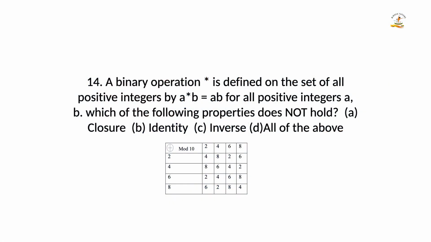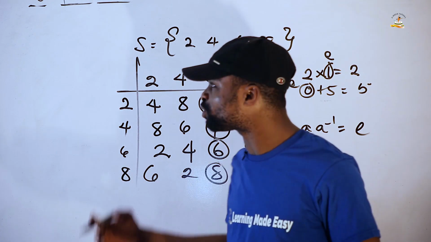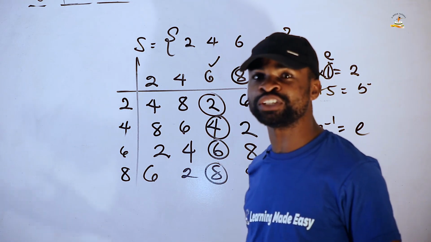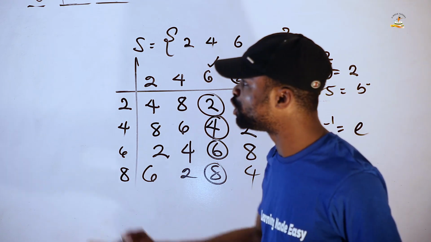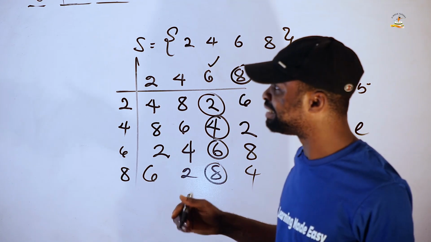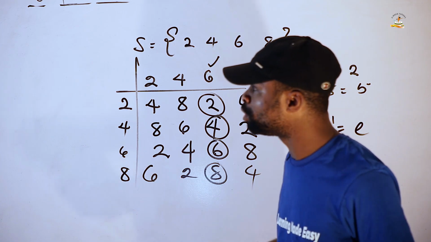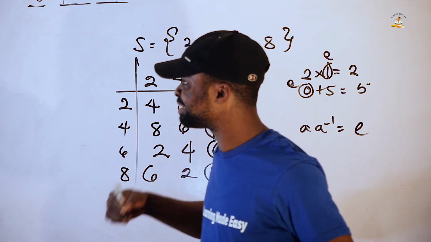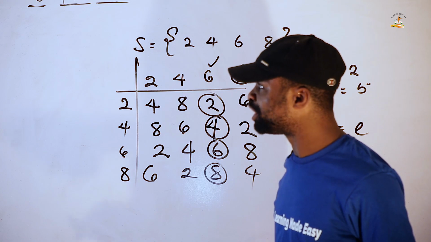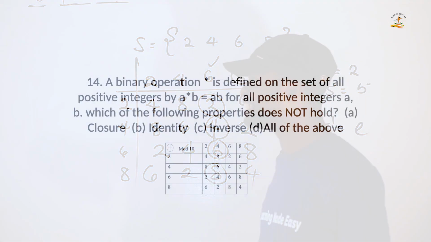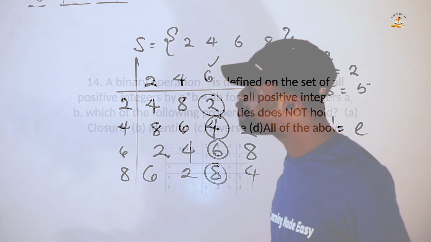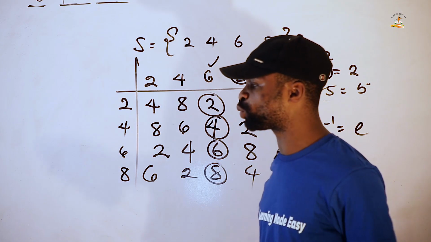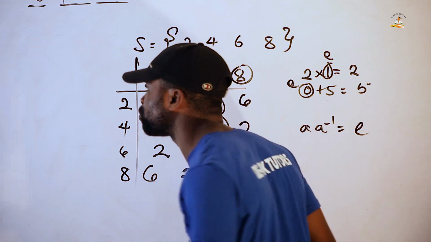It also implies that the identity element exists as 6. It also implies that the operation is also closed. And as such, there is none of these properties that this particular operation does not satisfy. So the correct option there is D, all of the above. That is, every one of the given properties actually hold. We move to the next question.